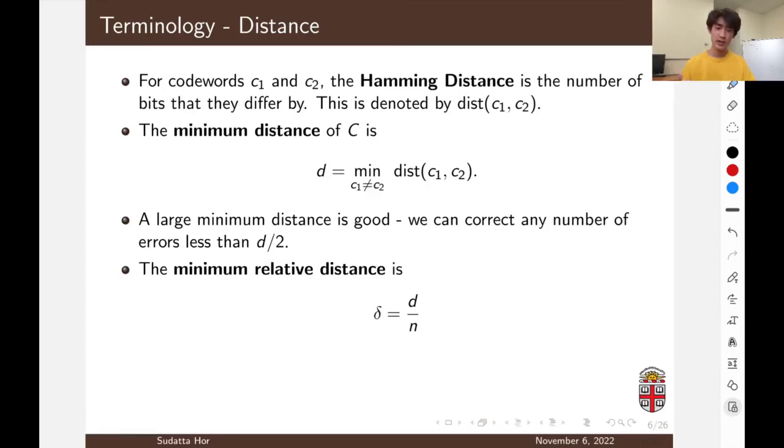An intuitive analogy is to consider the xy plane, and let's say we're running k-nearest neighbors. We have 2 points, 1 and 2, and then we have some message and error. The distance between these 2 would be d. But if the error message is right in between the 2 codes, then we can't decide which one is the nearest neighbor. It's also helpful to define the minimum relative distance as delta equals d over n.